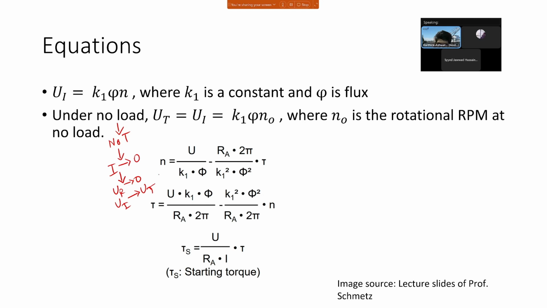This U, the supply voltage, is not going to change. We're giving the same constant supply. K1, the motor constant, is not changing. Phi is not changing. Resistance is not changing. 2 pi is constant.